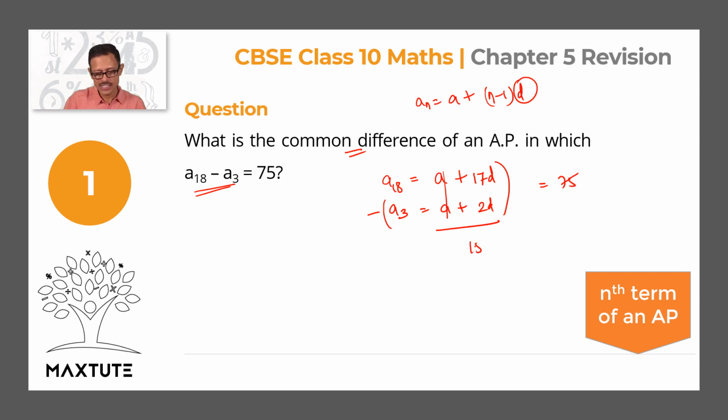17D minus 2D will leave us with 15D. This is equal to 75. So D is equal to 5. So the common difference of this progression is 5.